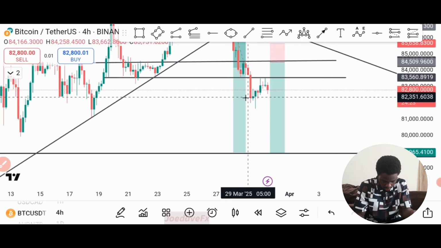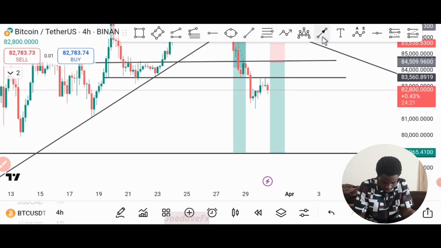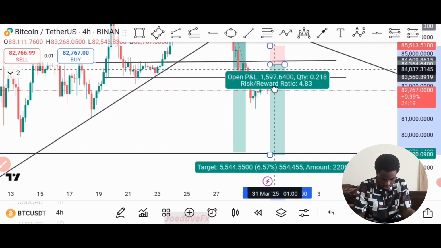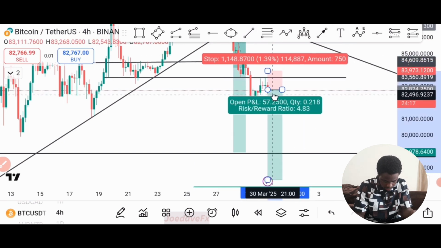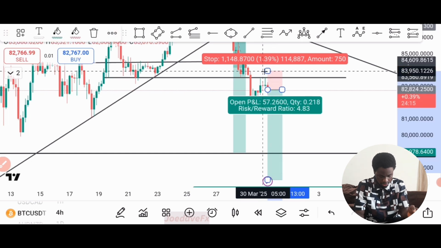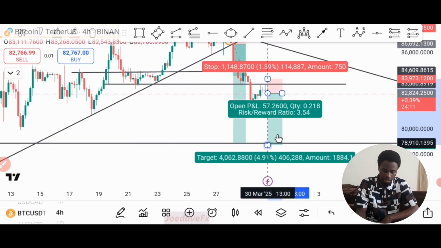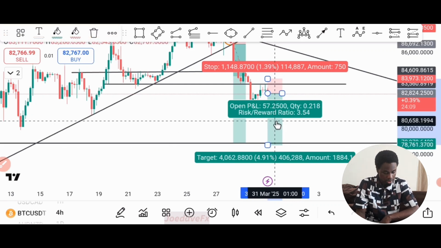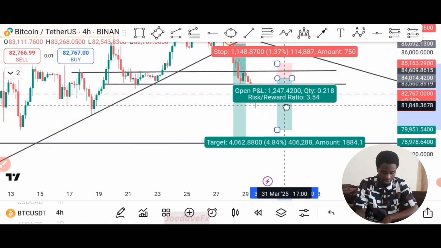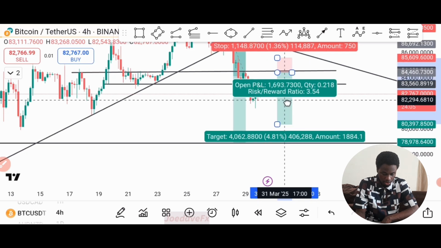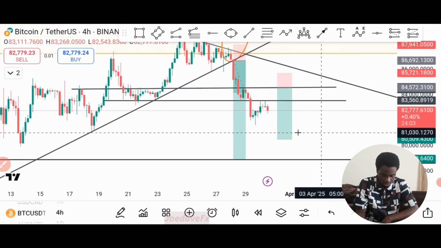So in case you see this video on time, price is not too far, you can still get in around here once this candle still closes, with your stop loss above here and your target down here. But for the sake of this video, by the time I've uploaded it, price will have moved far from here. So what you want to do is wait for a nice pullback.